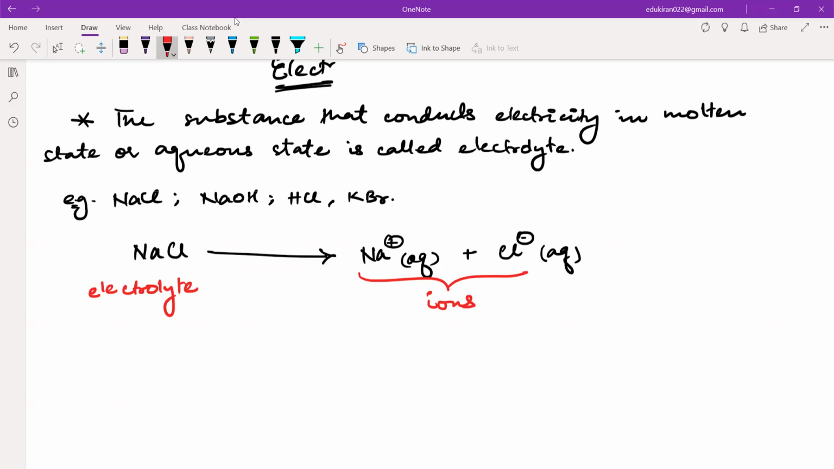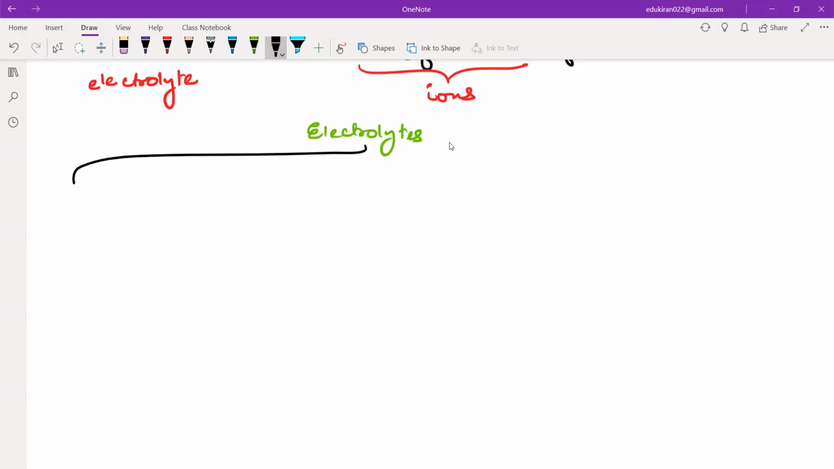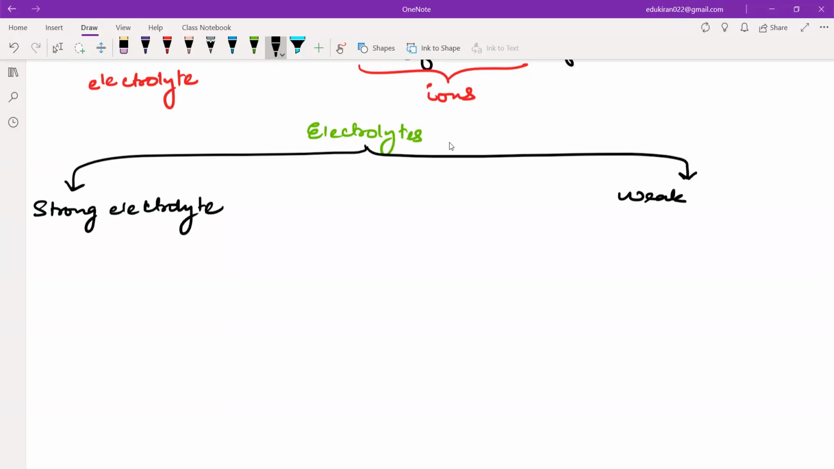Now, based on how well they dissociate, if I take, for example, 1 mole of NaCl and all the moles of NaCl are dissociated into Na plus and Cl negative, then those are known as strong electrolytes. And the ones that don't dissociate completely, and dissociate only partially, are known as weak electrolytes. So we can divide electrolytes into two categories. The first one is strong electrolyte. The other is weak electrolyte. Strong electrolytes will dissociate completely into ions.